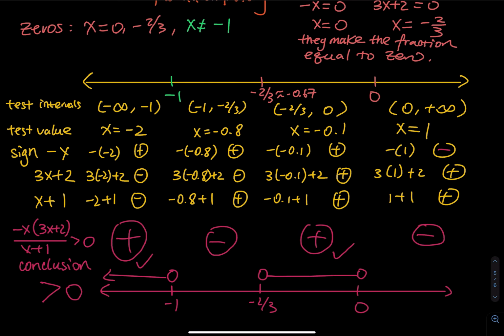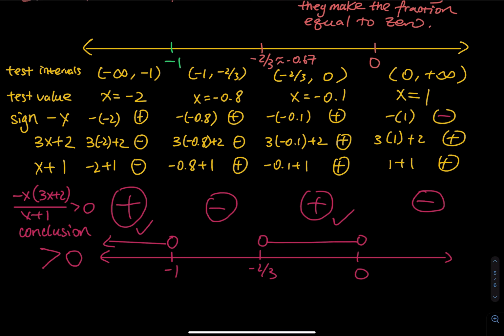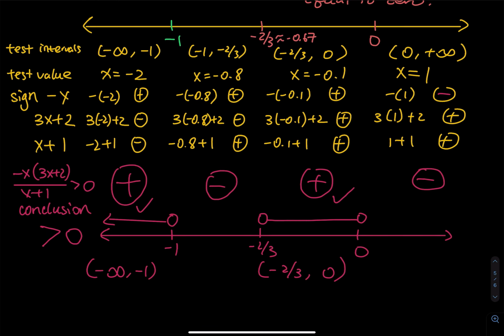All right, so let's draw our conclusion. So this will be negative infinity to negative 1, and then negative 2/3 to 0. So whenever you select a value that satisfies the inequality, the value must be within either this interval or that interval. So for the inequality, we have x less than negative 1, and x between negative 2/3 and 0. And then there you go. That is the end of this problem.